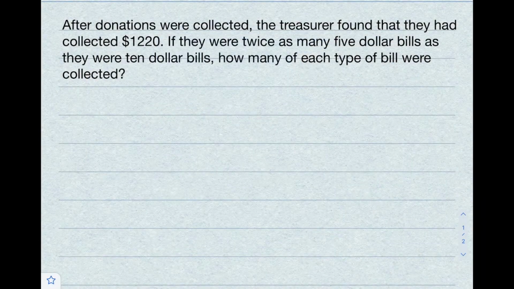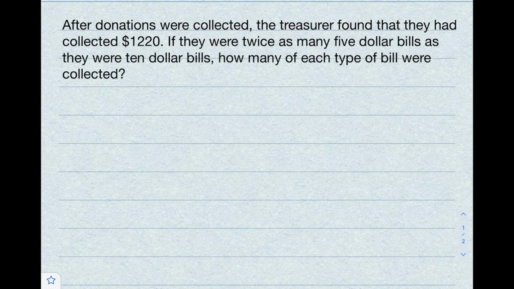So today we're looking at word problems. This problem is a mixture problem where we're mixing $5 and $10 bills. Let's read it. After donations were collected, the treasurer found that they had collected $1,220. If there were twice as many $5 bills as there were $10 bills, how many of each type of bill were collected? So we need to see how many $5 and $10 bills were collected.